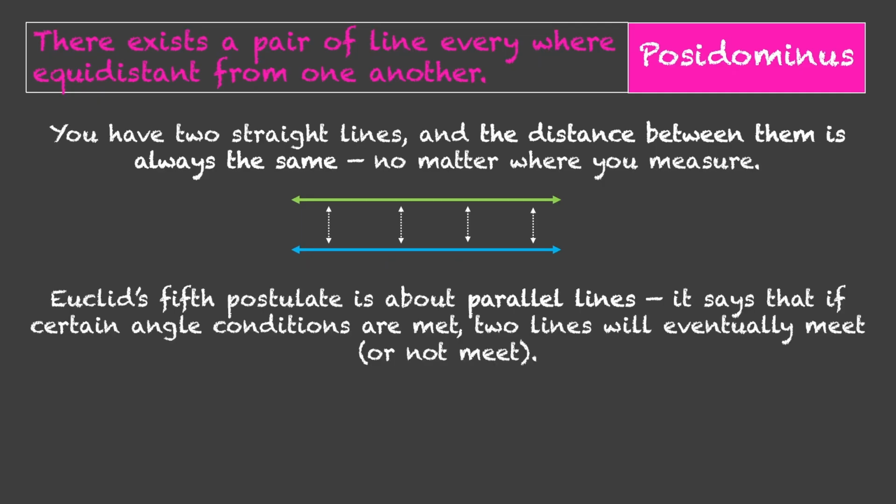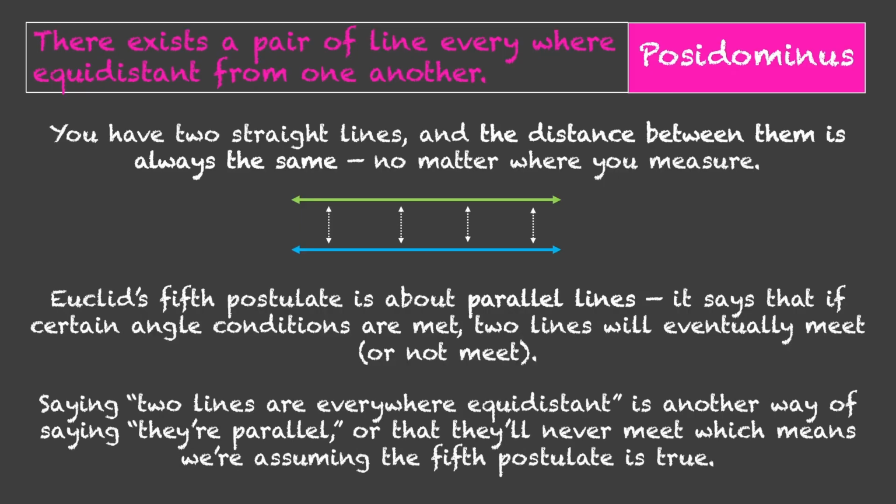Euclid's fifth postulate is all about parallel lines. It says that if certain angle conditions are met, two lines will eventually meet. That is, when they're less than 180 degrees, they'll meet. And if they're exactly 180 degrees, they'll not meet. So saying that two lines are everywhere equidistant is just another way of saying that they are parallel, or that they'll never meet, which means we are assuming that the fifth postulate is true. Let's move on to the next one.